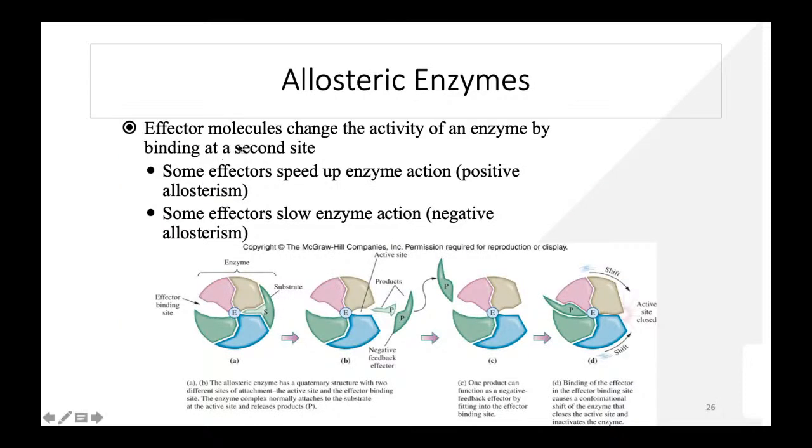Then allosteric enzymes: effector molecules change the activity of an enzyme by binding at a second site. Some effectors speed up enzyme action, that is positive allosterism, and some effectors slow down the enzymatic reaction, that is negative allosterism. So here we can see the substrate attached to the enzyme, and there is an effector binding site. You have two products, and they are negative feedback factors. Once they are done, one of the negative feedback factors will attach to the effector binding site and shut down the active site, and no further reaction can happen. So it acts as a negative feedback inhibitor.